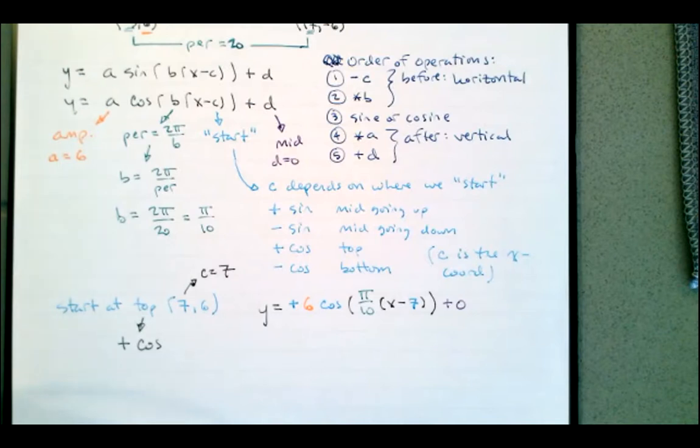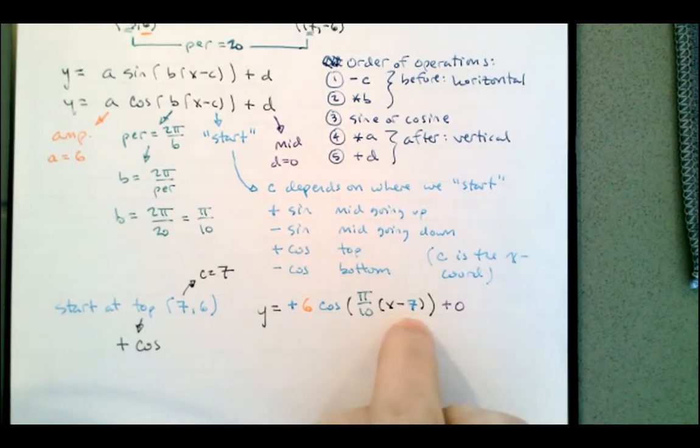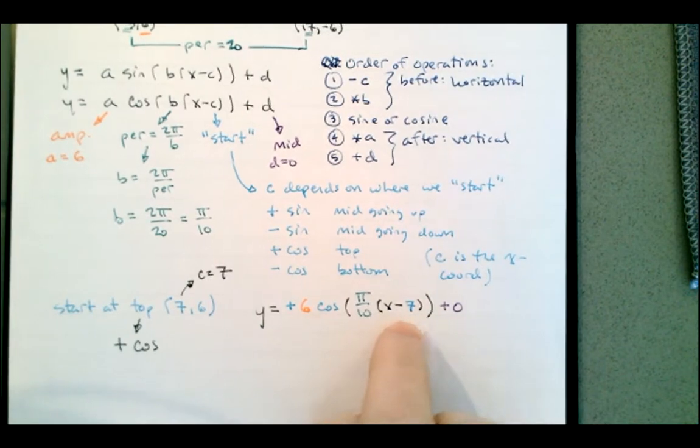So here is one possible equation for this graph. We have an amplitude of 6. We're starting at the top because it's positive cosine. The period is 2 pi divided by pi over 10, which is 20. And the middle is at 0. And the c starts off at 7. That'll start at the top, which is a 6.